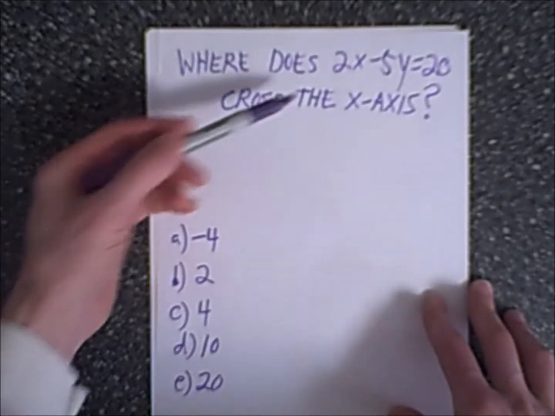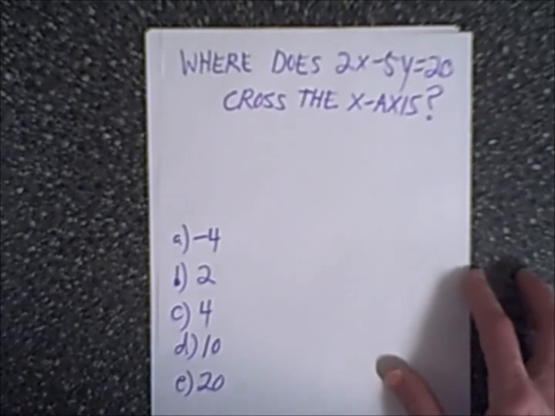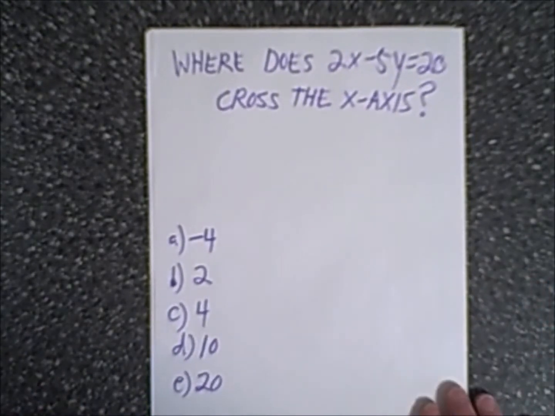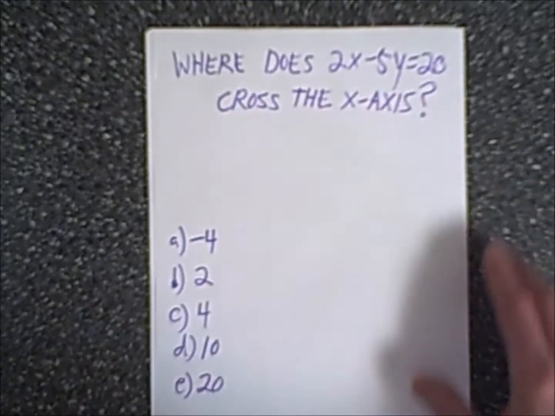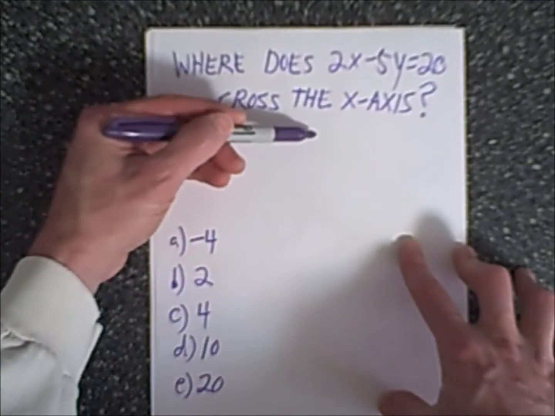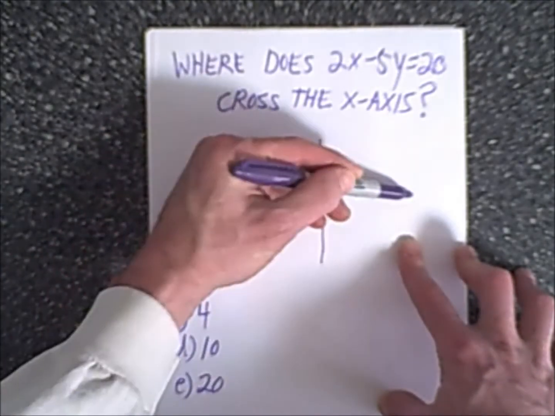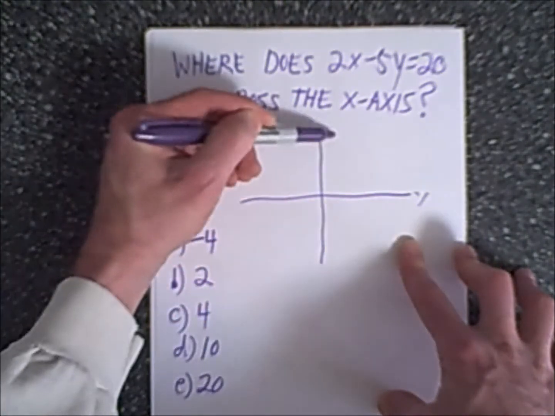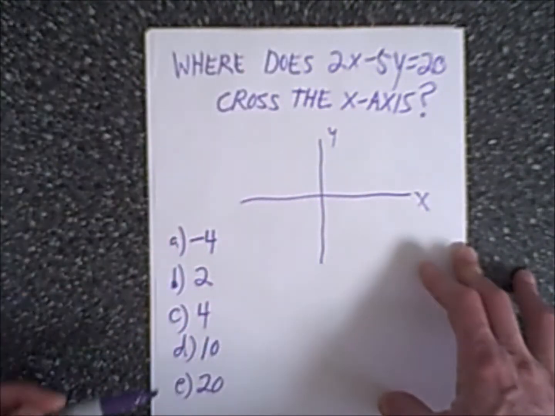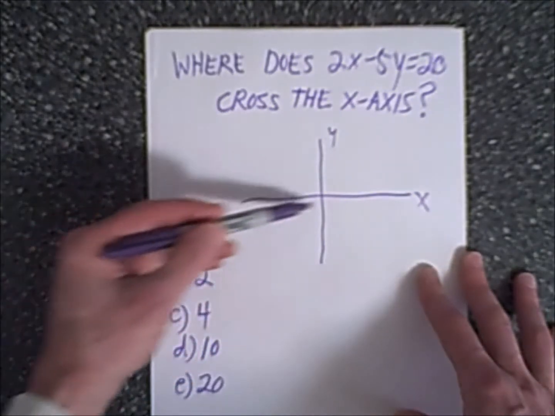So where does 2x minus 5y equals 20 cross the x-axis? For you algebra students, you'll see that this is the equation of a line. And we're not going to really graph it. I guess we could quickly sketch the graph. It'll help us answer the question, actually. We have our x and y coordinates, and we're going to draw this line. And what we want to figure out is at what point it crosses the x-axis.